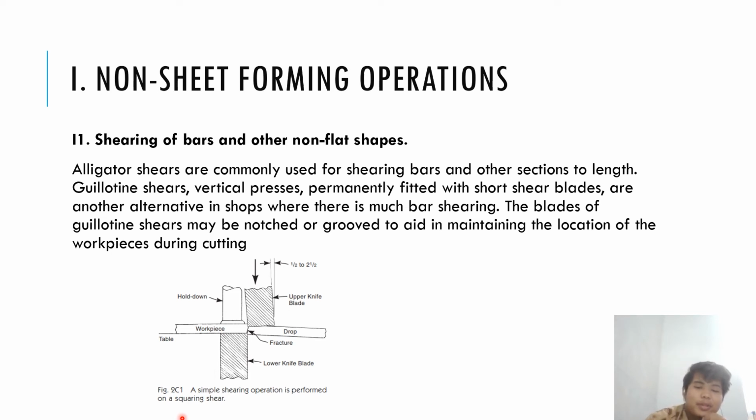So it's going to be similar to a simple shearing operation. The workpiece is held by the pad, and the upper blade is going to cut. It's the lower knife, and it's going to cut it into this, and this part is going to be dropped.